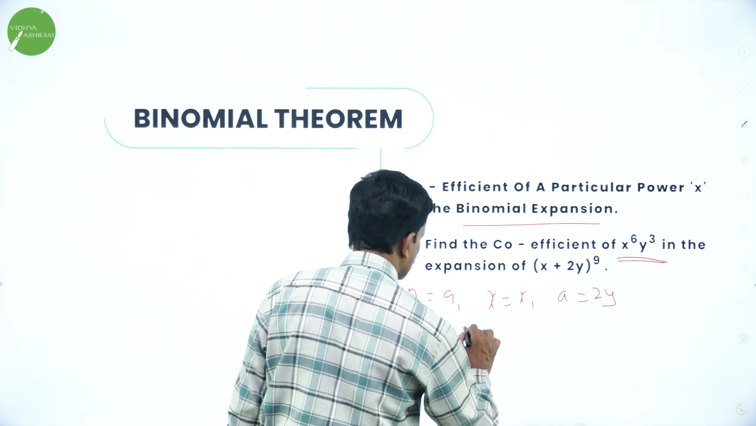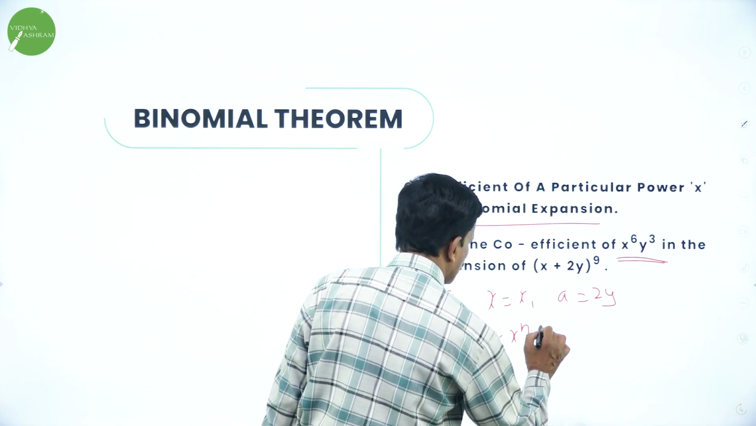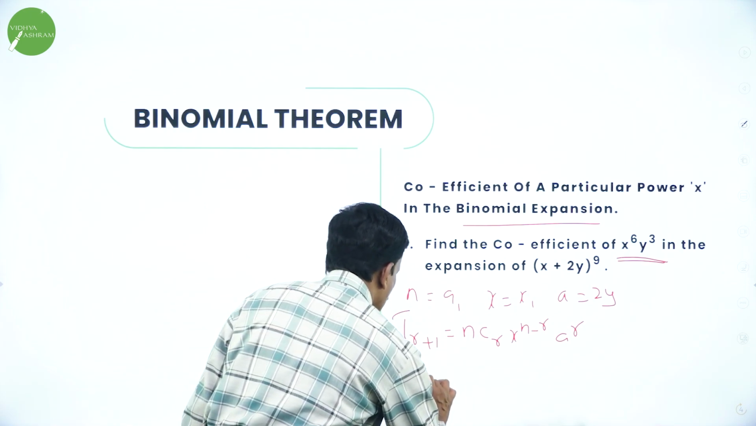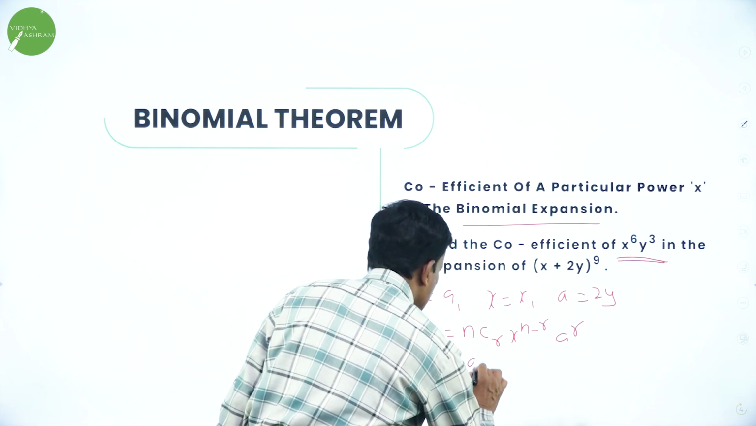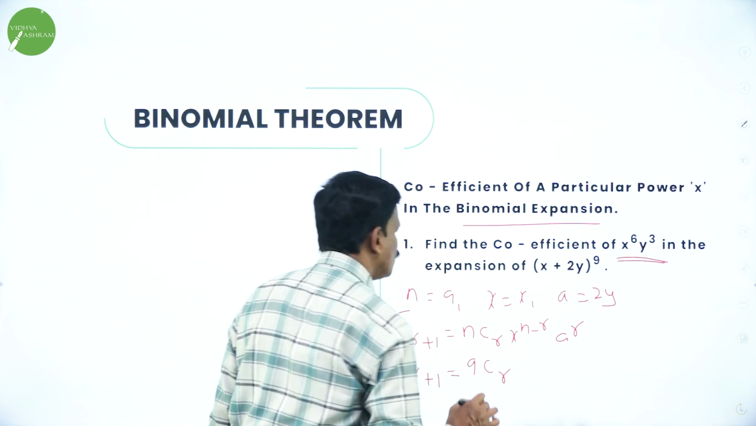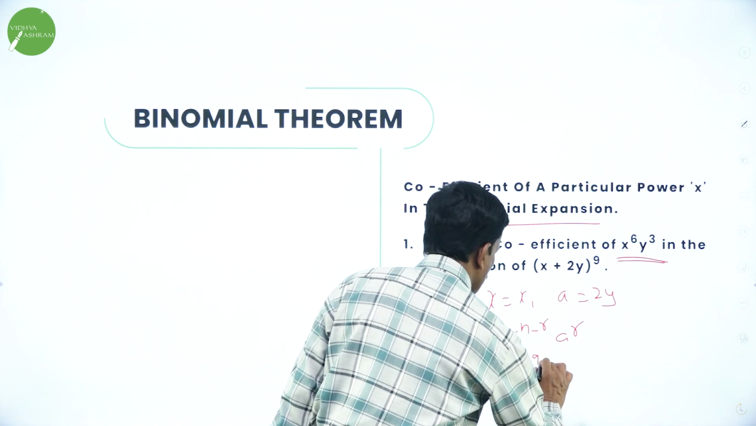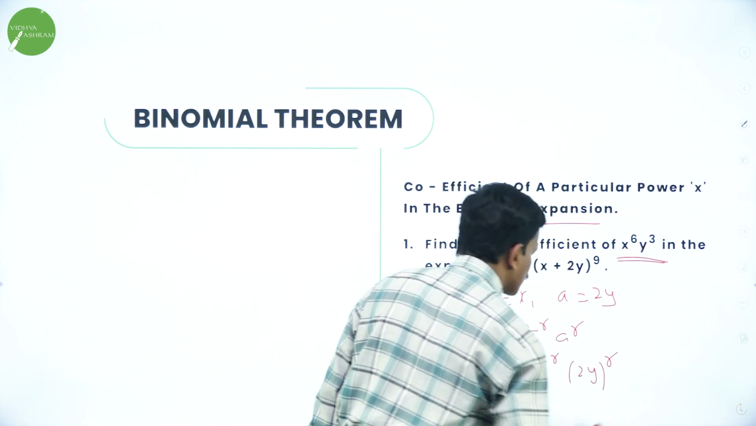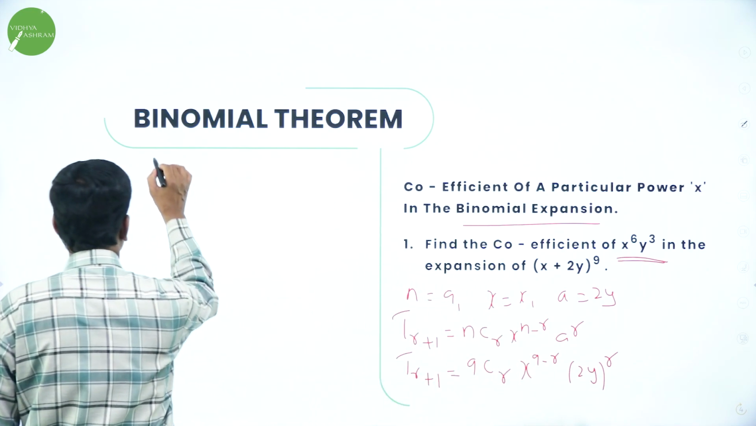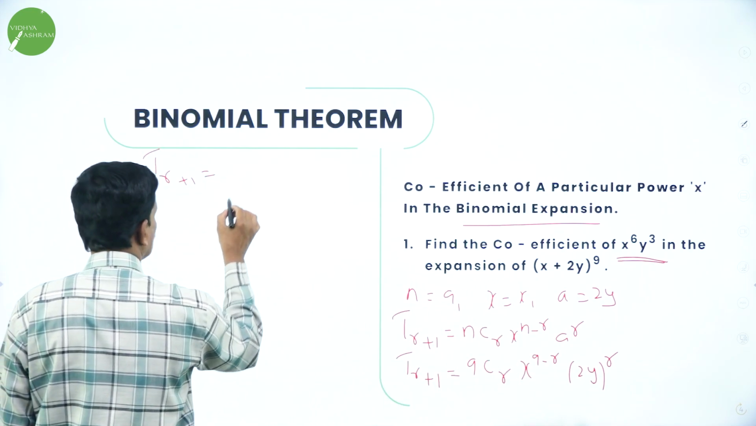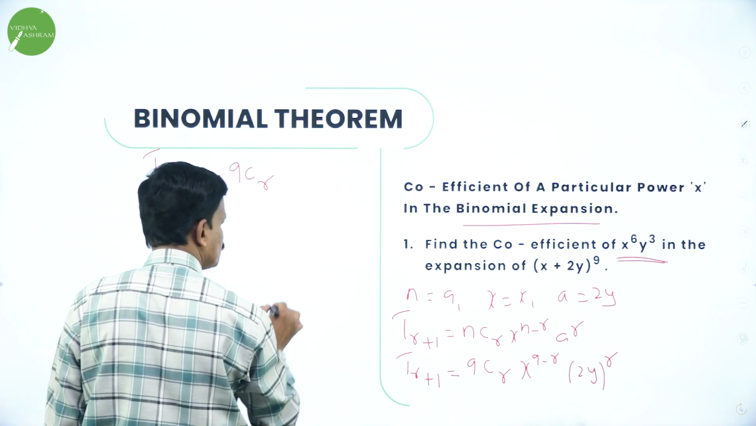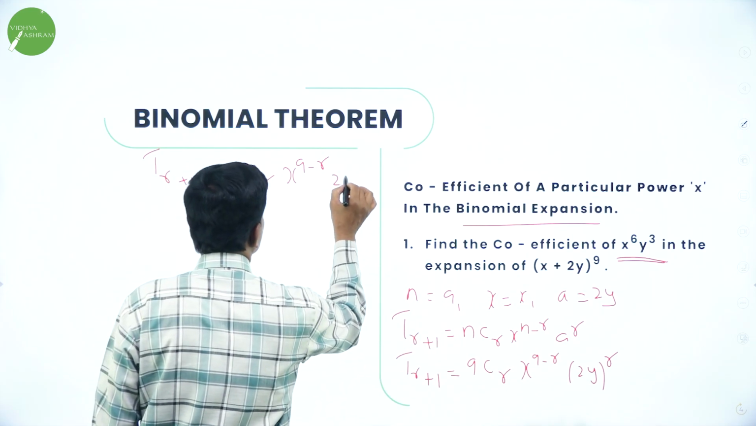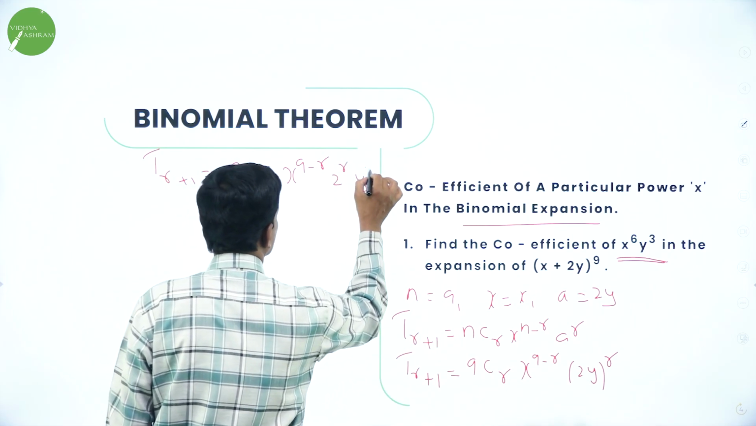T(r+1) is equal to nCr x to the power of n minus r into a to the power of r. Okay, now that is T(r+1) is equal to, what is n? n is 9, C r we don't know. What is x? x as it is, x to the power of 9 minus r into a is 2 to the power of r, (2y) to the power of r. So this can be written as T(r+1) is equal to 9Cr x to the power of 9 minus r into 2 to the power of r into y to the power of r.